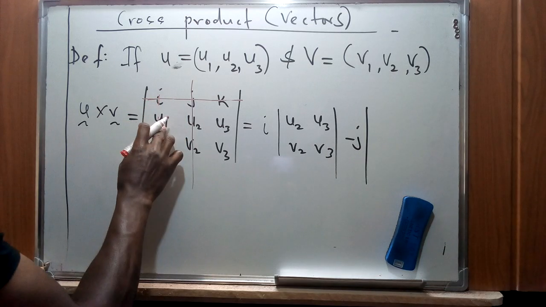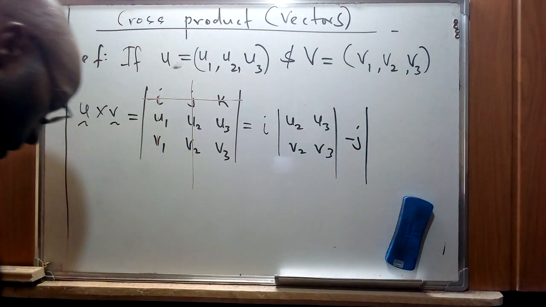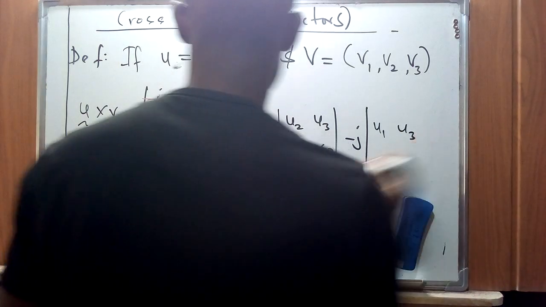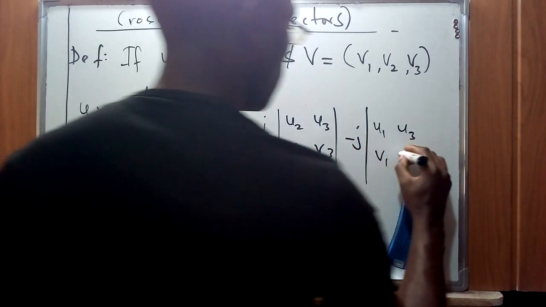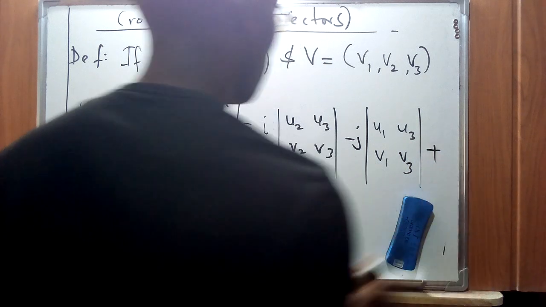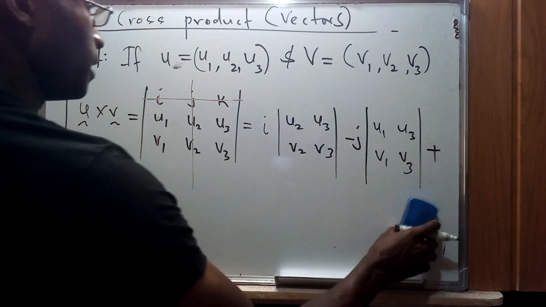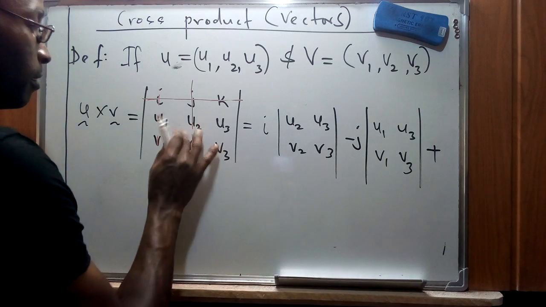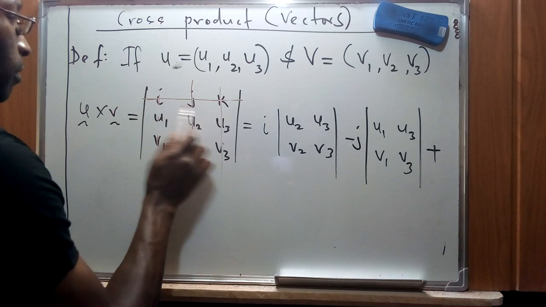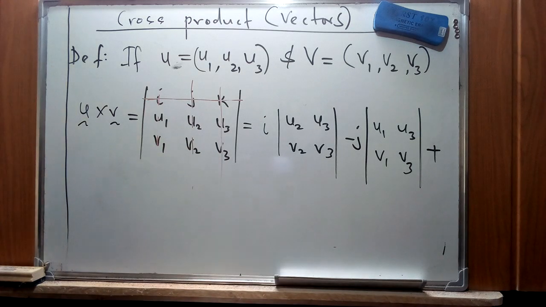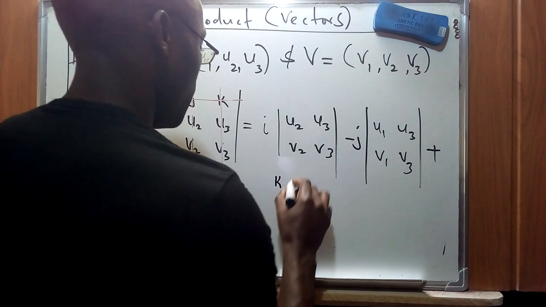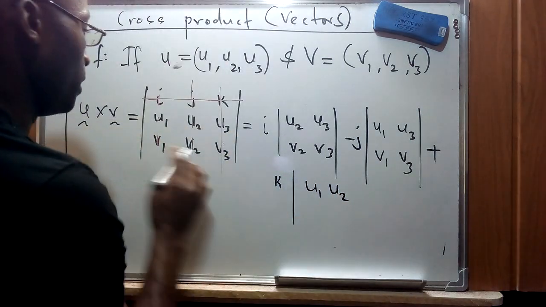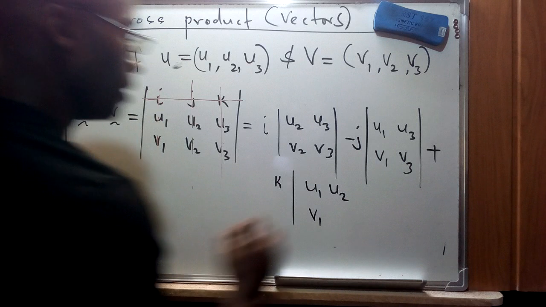So therefore it's going to be u1, u3, v1, v3, and then lastly plus the last component, which is going to be the z. So we're going to find the z by ignoring the third column, so I'm doing a multiplication for those. So this is going to be k times the determinant of u1, u2, and then v1, v2.